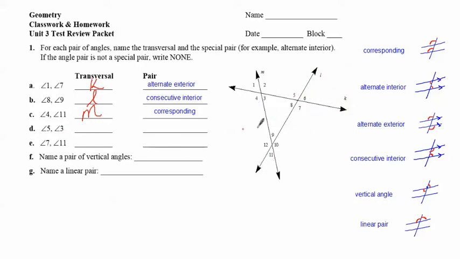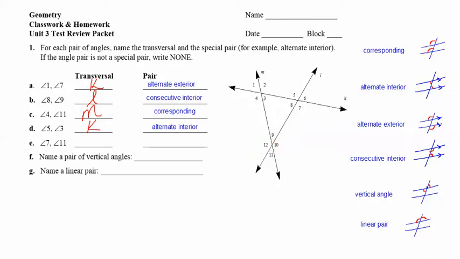The next one is angles 5 and 3. So I'm not using this bottom part of the drawing. I can see that the transversal is line K. It's the only line there that crosses two intersections. And these angles are sitting on opposite sides, on alternate sides of the transversal and on the inside, so they are called alternate interior angles.